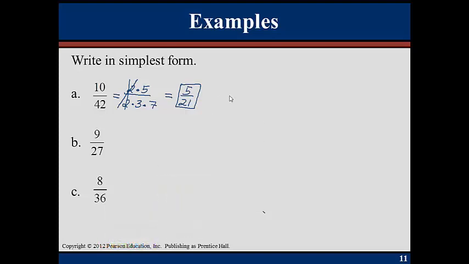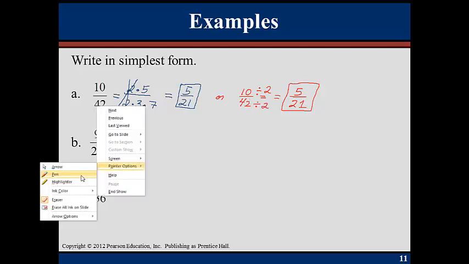Another method is to divide the top and the bottom by a common factor. So for example, we can do 10 divided by 2, and we also can do 42 divided by 2. 10 divided by 2 is 5, and 42 divided by 2 is 21. You'll receive the same answer either way you do it.